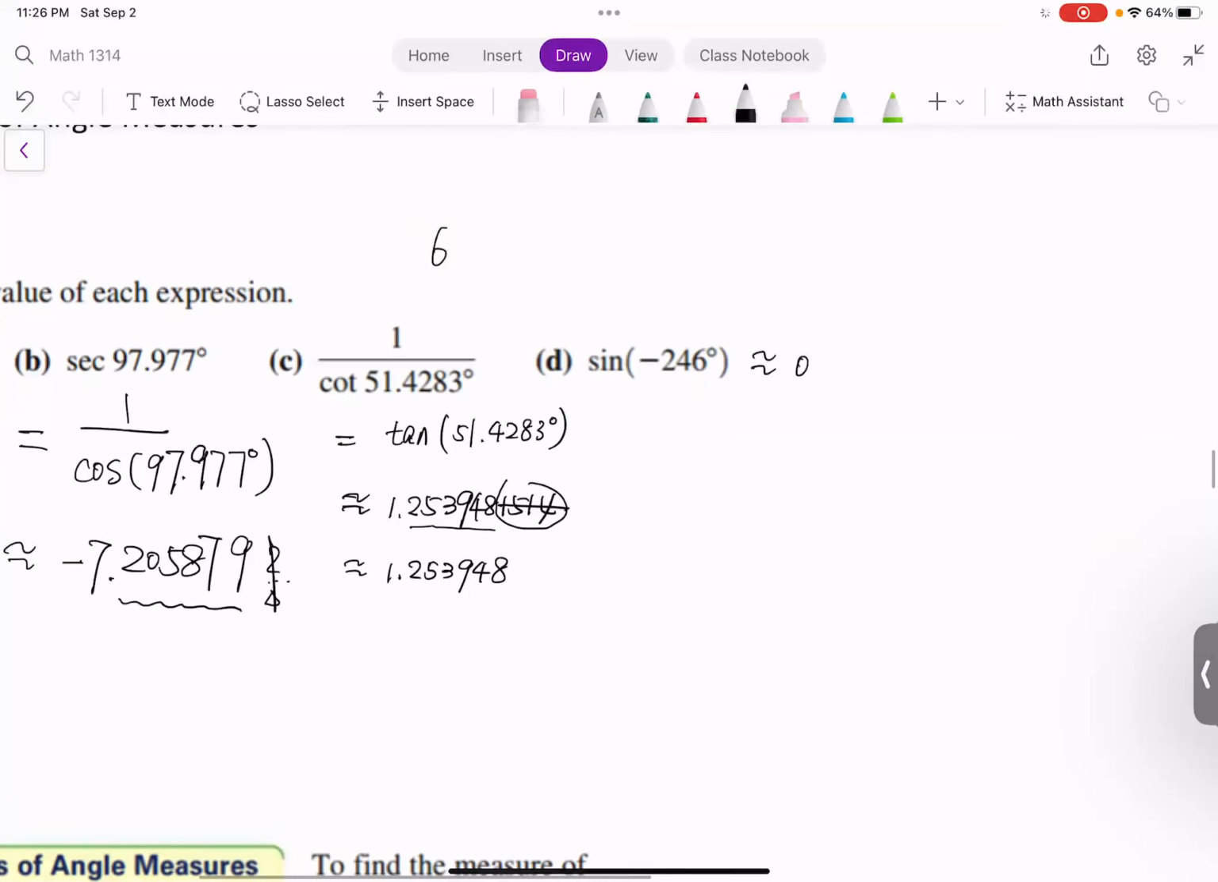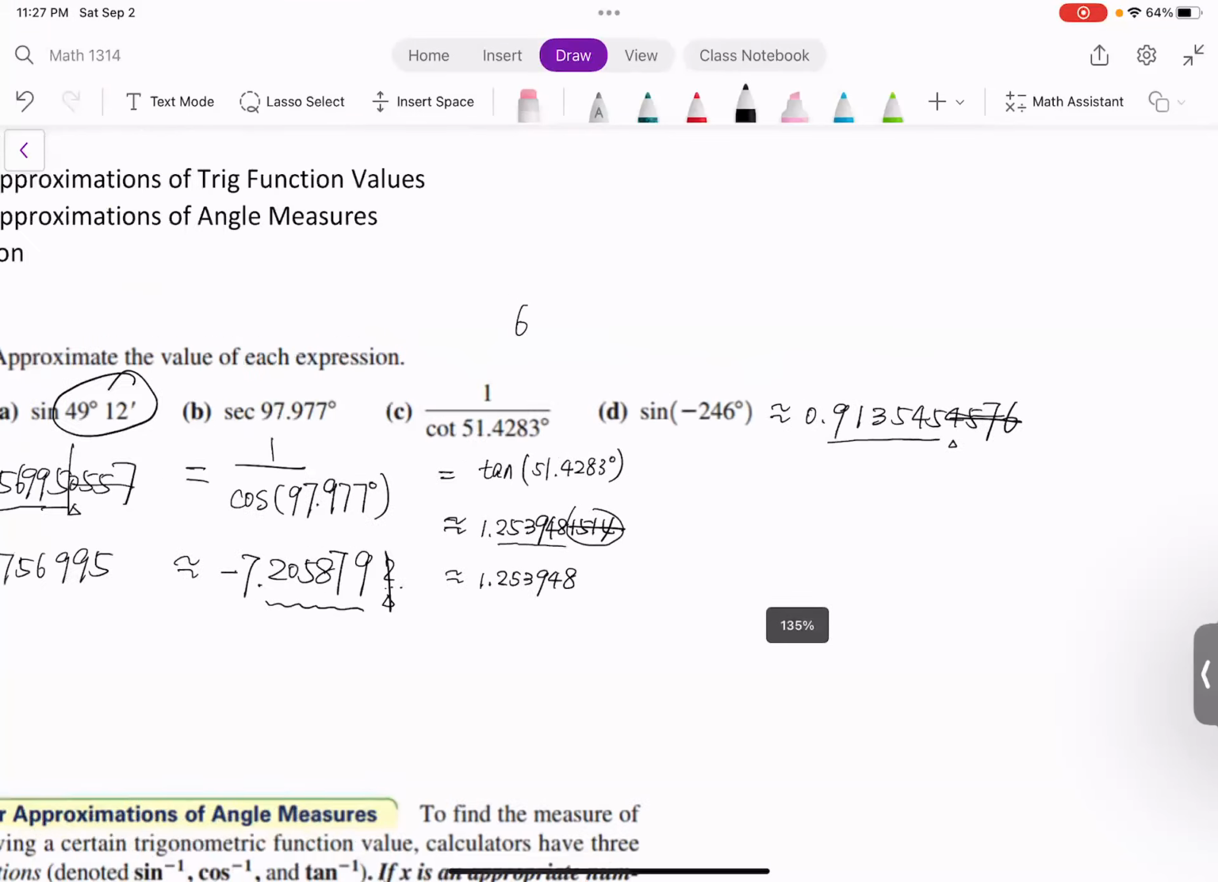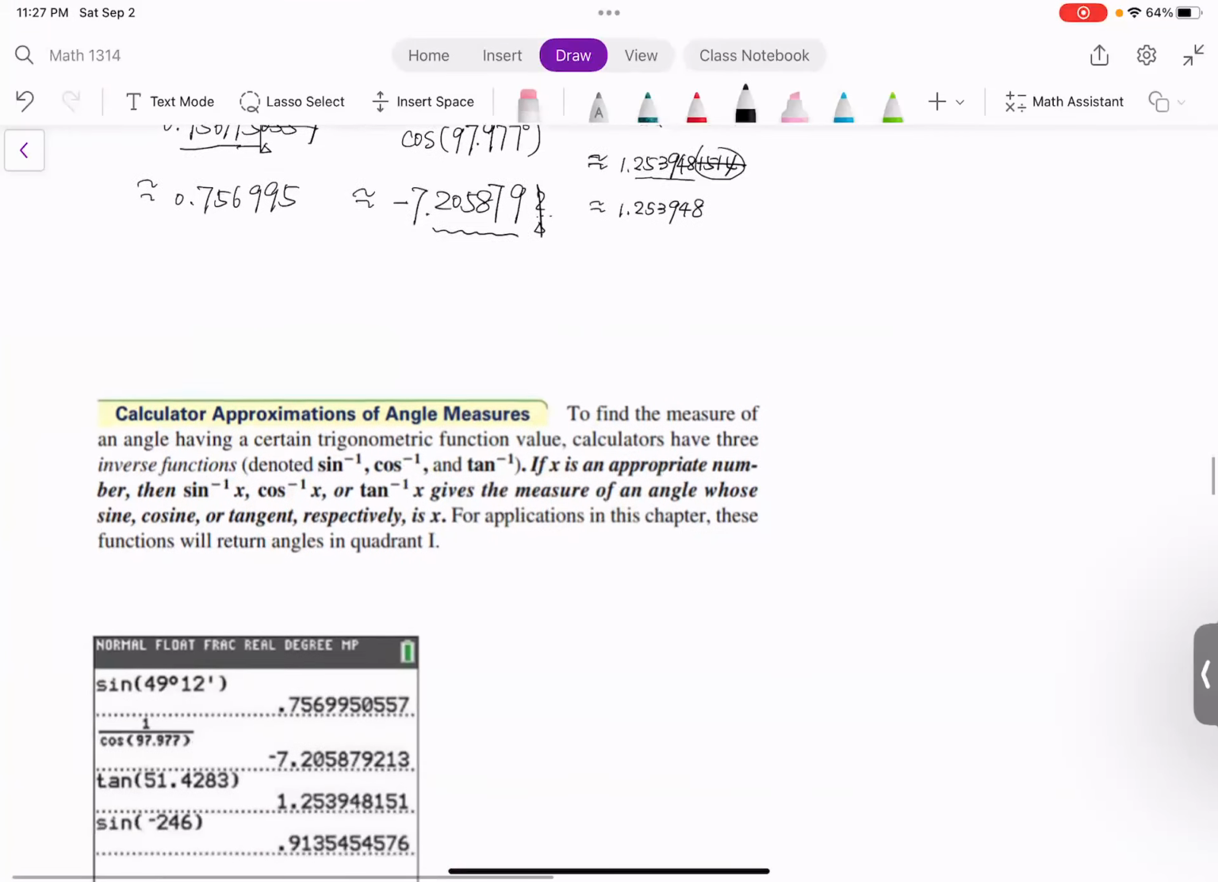I'm having 0.9135454576. If I keep 6 decimal places, 1, 2, 3, 4, 5, 6. The digit after 5 is 4, which is less than 5. So I'm having this value. How about the next part?